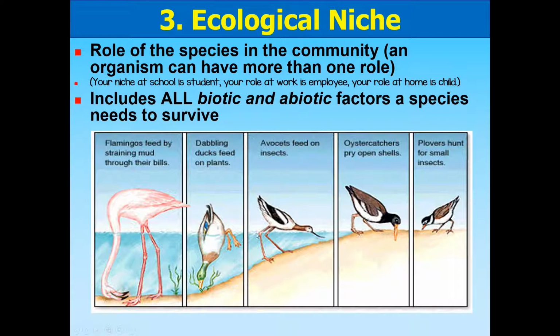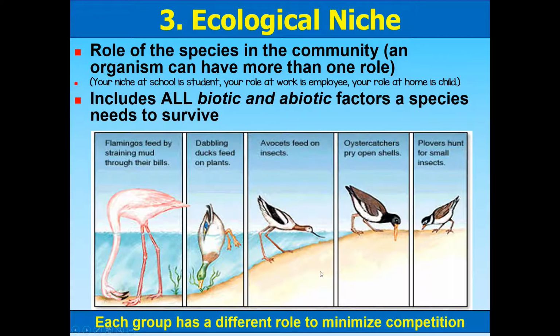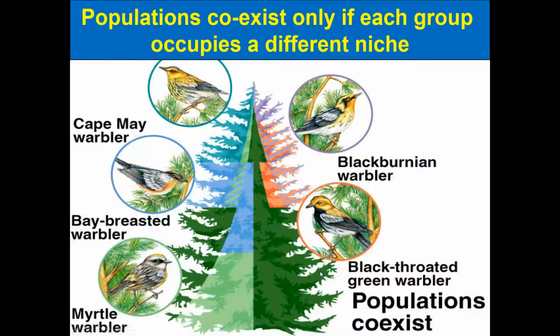Looking at these examples of the birds, they all have different niches. The flamingos feed by straining mud through their bills. The dabbling ducks feed on plants. The avocets feed on insects. Oystercatchers pry open shells, and plovers hunt for small insects. They're not in direct competition with each other because they all have separate niches. So populations can coexist only if each group occupies a different niche.